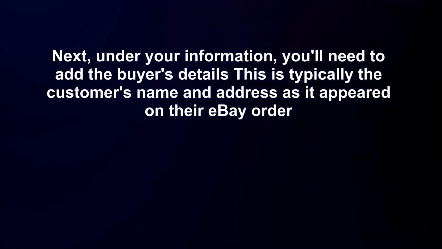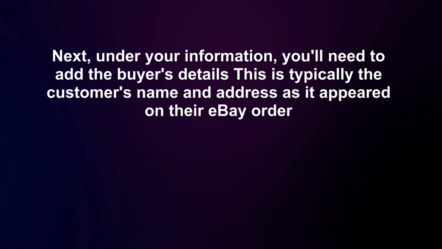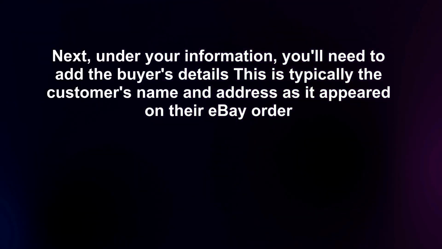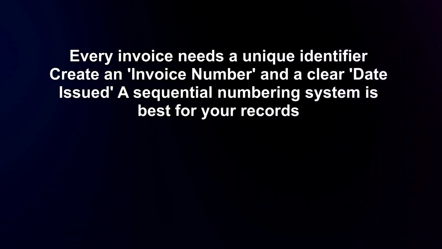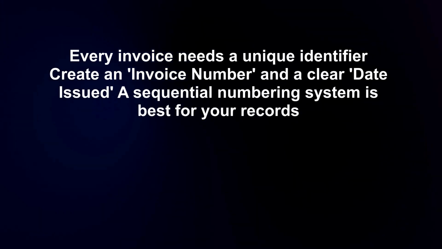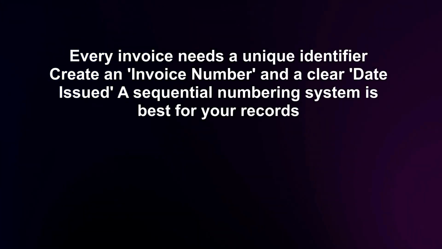Next, under your information, you'll need to add the buyer's details. This is typically the customer's name and address, as it appeared on their eBay order. Every invoice needs a unique identifier. Create an invoice number and a clear date issued. A sequential numbering system is best for your records.